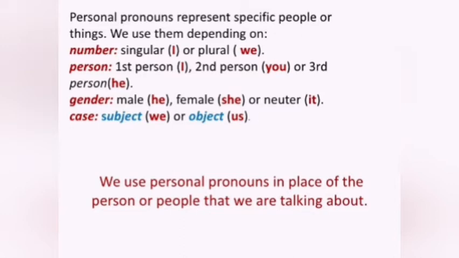Second person you and third person he. In case of gender, male should be considered as he, female she. And if it is neuter, that means something that is common or non-living, we have to use it. Now we have case. In case of subject, we use we, and object we use us. We use personal pronouns in place of the person or people that we are talking about.